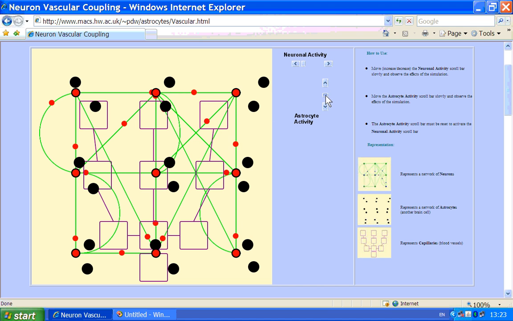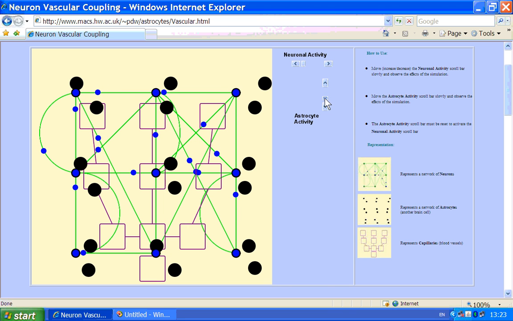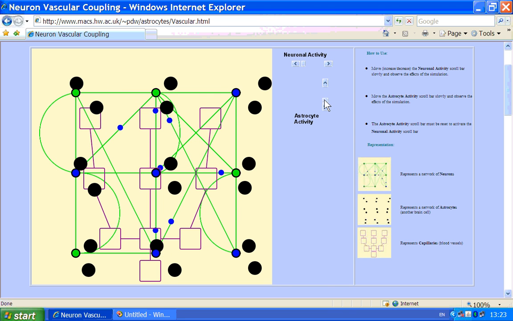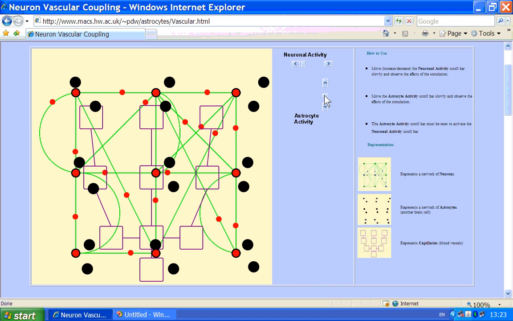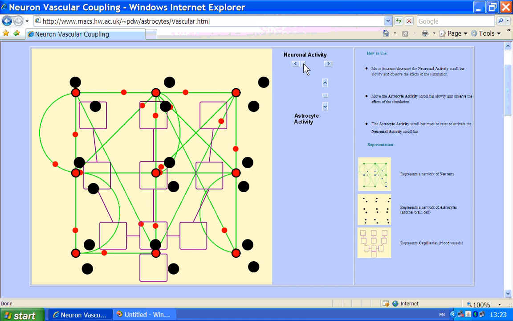If I exceed a certain threshold, however, the neurons become less active again and the blood vessels contract. Our brain has a very fine balance between neuronal activity and astrocyte activity. It's this balance which allows our brain to have just enough blood supply to sustain our thinking.